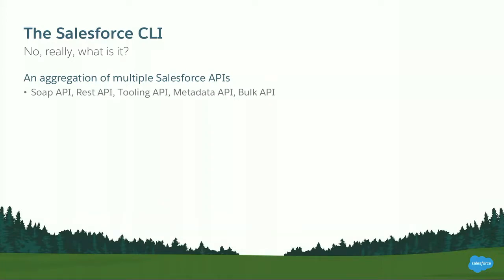It's an aggregation of multiple of our APIs. We've got SOAP APIs, we've got REST APIs, we've got metadata APIs, bulk APIs, what did I miss? Tooling APIs. We have a lot of APIs here at Salesforce, and understanding which ones to apply in which use cases can be very difficult. So the CLI has embedded these, or is taking advantage of these APIs for the specific use case of enabling your development process, your continuous integration and deployment as well.